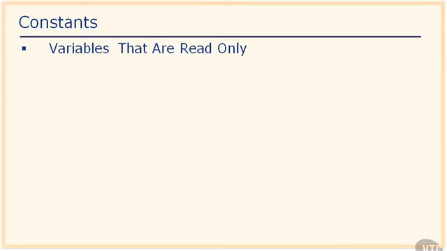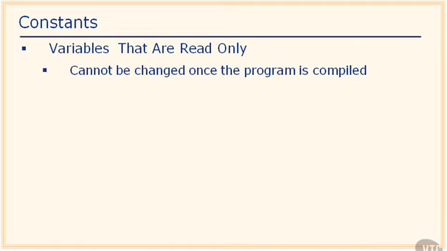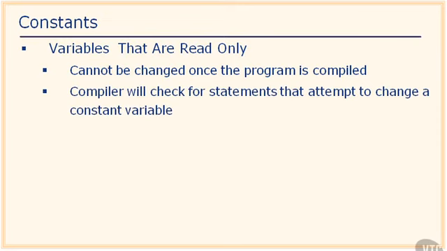that is read only. Now, if you can't write to the variable, how do you ever give it its first value? Well, what happens is we're going to declare a constant just like we do any other kind of variable, and we're going to give it a value. And once our program is compiled, then we cannot go back and change the value of that constant variable. All right? The compiler is going to check for any statement that attempts to change that constant variable, and if it finds one, it's going to squawk at us, throw an error, and it's not going to compile the program.